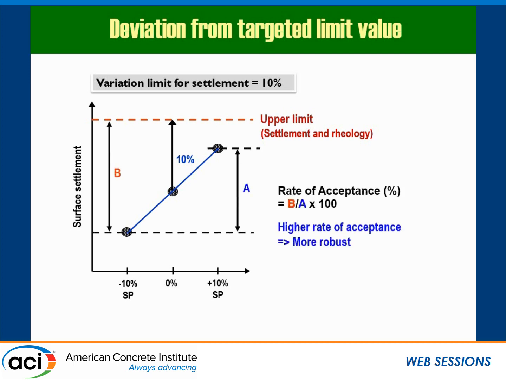So by looking at the low value and the high value, you can take this distance, B divided by A, as a percentage, and you call that rate of acceptance. So the higher the rate of acceptance, the more robust the concrete. In this case, the rate of acceptance would be 100%. That is, regardless of the superplasticizer, you are always below that target level.